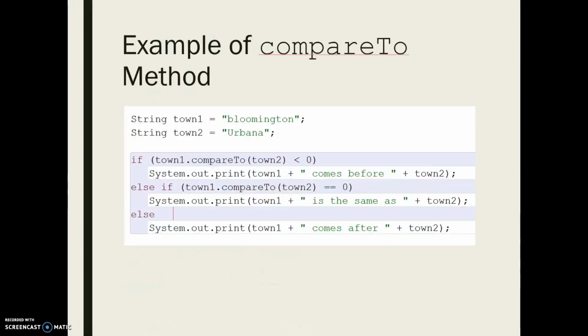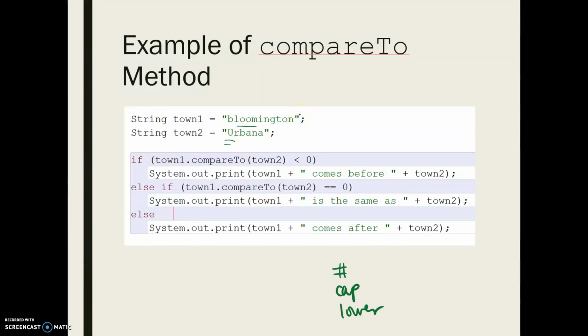All right, so if we were to take a look at this next example where we have our compareTo method, and we have these two different strings, we have Bloomington and we have Urbana. Remember that in our ASCII chart, first we see numbers, then we see capitals, then we see lowercase. And so because of that, the computer is going to think that Urbana comes before Bloomington. And alphabetically, we would consider Bloomington coming first.